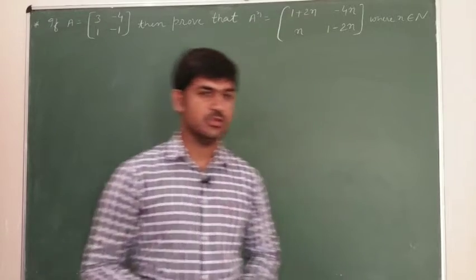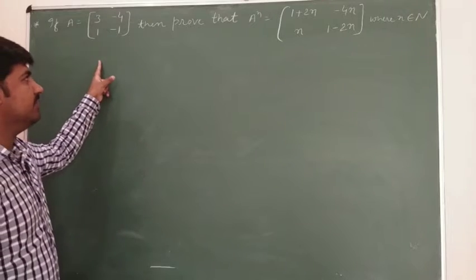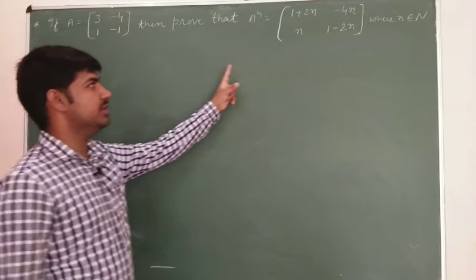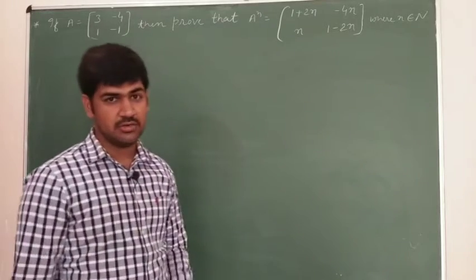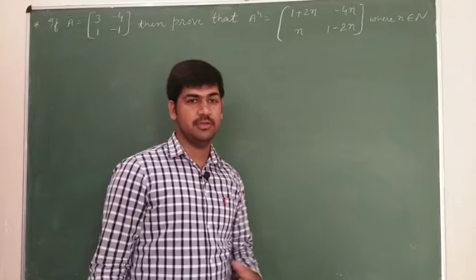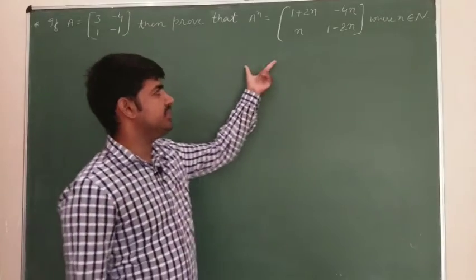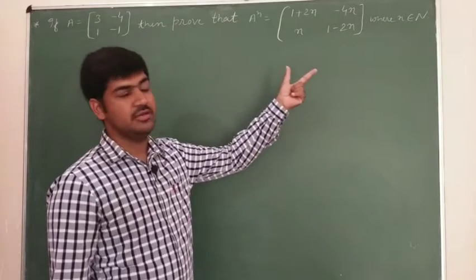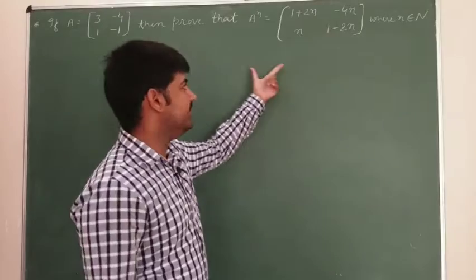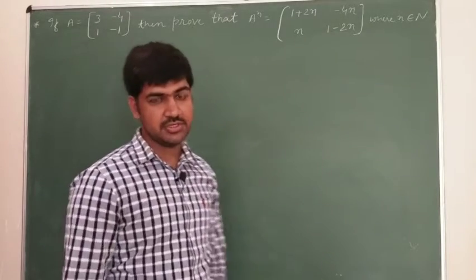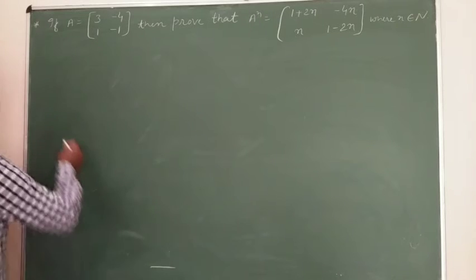So let us solve this particular question. The question is, for this square matrix A of order 2, we have to prove that A raised to the power n is equal to this, where n belongs to N. Dear students, I already told you in the previous questions that whenever we are given a statement which includes n, where n belongs to the set of natural numbers, then we have to use the principle of mathematical induction to prove it. So using that, here I am writing the solution.